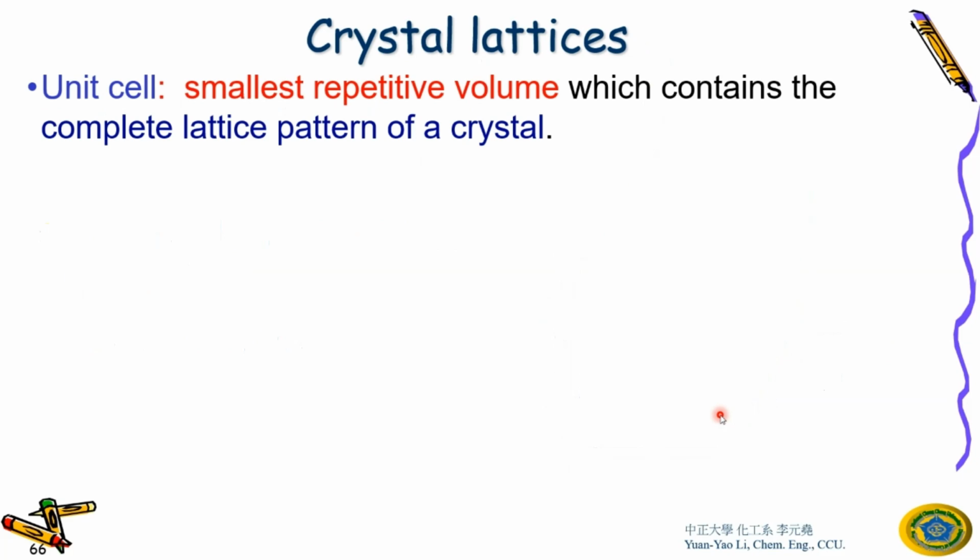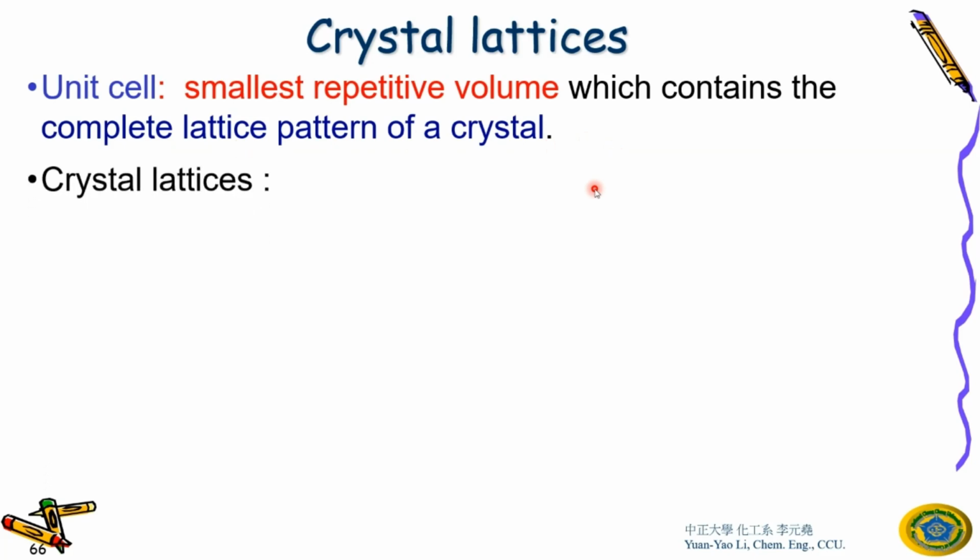I hope you still remember we're talking about crystal lattices. Lattice is a word you need to know. But before that, let's have the definition of unit cell. As I just told you, a unit cell is the smallest repetitive volume which contains the complete lattice pattern of a crystal. This is the definition of a unit cell.